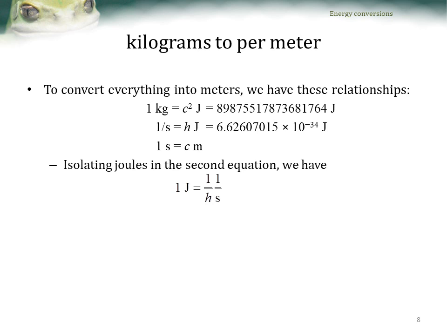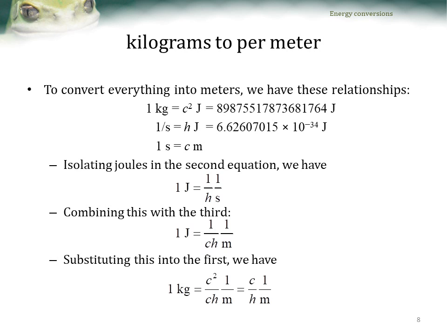Isolating joules in the second equation, we have 1 joule is equal to 1 over Planck's constant per second. If you combine this with the third to replace the second with C meters, we get that 1 joule is equal to 1 over C times H per meter. Substituting this into the first equation, we now get that 1 kilogram is equal to C squared over CH per meter, which is C over H per meter.